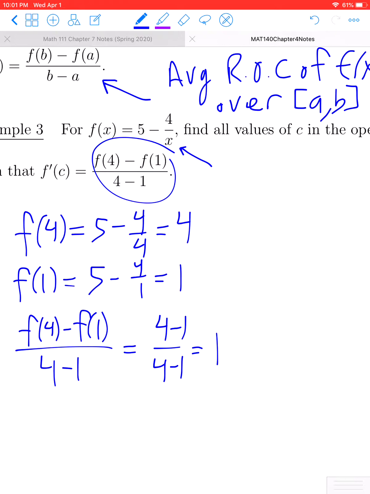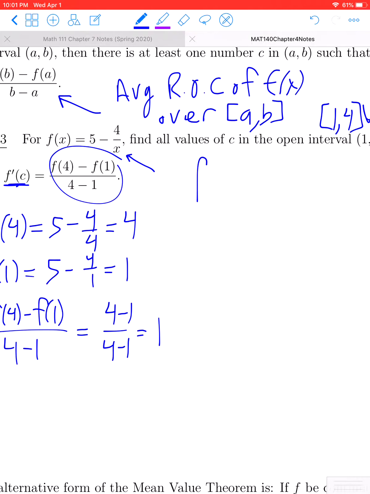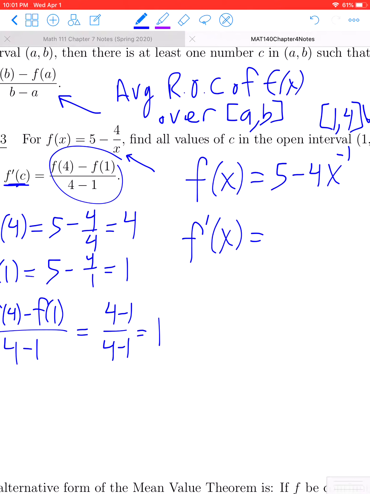So there should be some place where the derivative, f prime of c, is going to be equal to 1 in that interval. Let's find the derivative. Before doing so, it might be helpful to rewrite the function. This is 5 minus 4 times x to the negative first power. F prime of x is going to be equal to 5, bring the negative 1 power down. Negative 4 times negative 1 is a positive 4. Whoops. What's the derivative of a constant, everybody? We all know the derivative of a constant is 0, so the derivative of 5 is 0. Bring the negative 1 down, reduce the power by 1. And so we get this for our derivative, 4 divided by x squared.